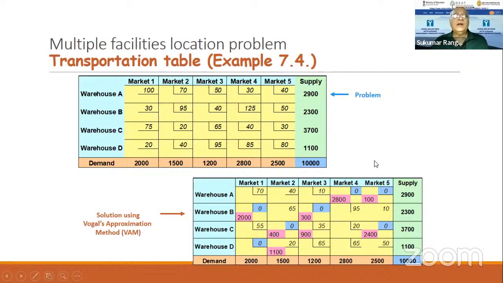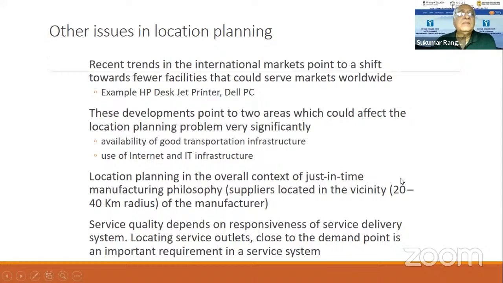Okay, now this is the mathematical calculation using the transportation table. If you see the weightages and other things, for each one of them, the warehouses are there. Then you locate the plant accordingly. Other issues: the international markets, there is a shift towards fewer facilities that could serve markets worldwide because of quality and other issues. There must be availability of certain critical material. That could be one of the things.